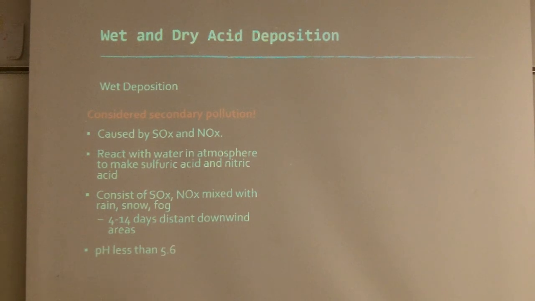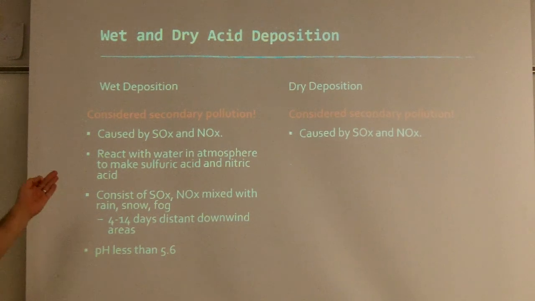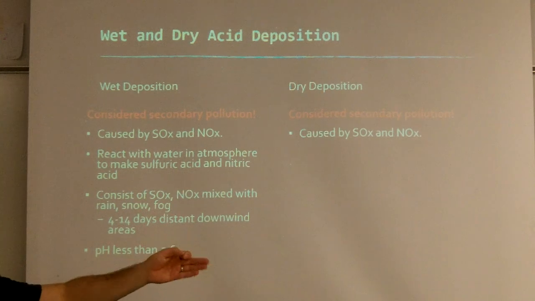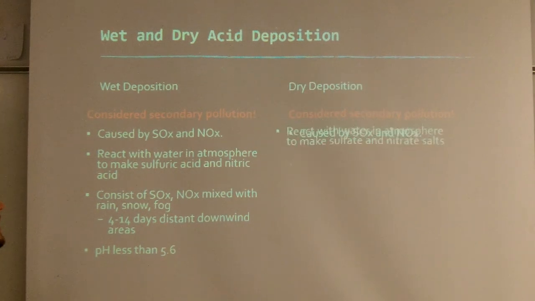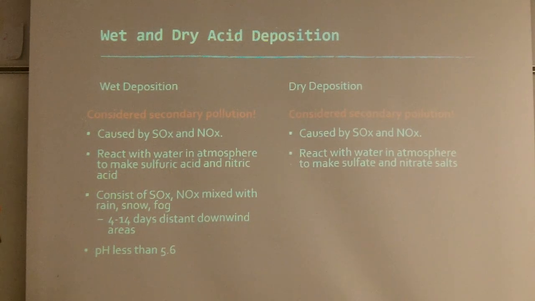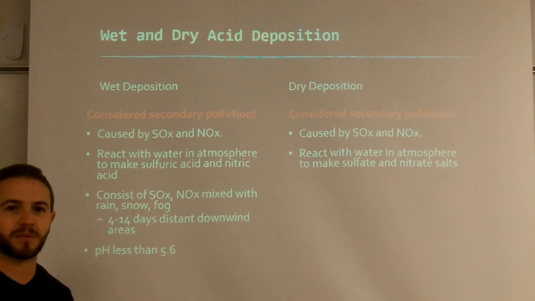Bam, look at that. pH, it's got to be less than 5.6 for it to be considered acid rain. Dry deposition. Okay, again, considered a secondary pollutant, just like over here, caused by the same two compounds, SOx and NOx. Reacts with water in the atmosphere to make sulfate and nitrate salts, so these solid particles.